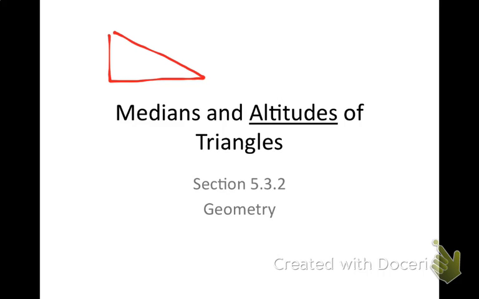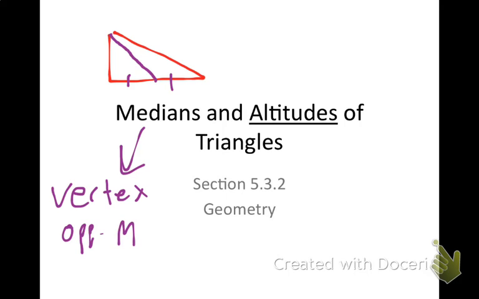What does a median mean? Median means it goes from the vertex to the opposite side. What though? What about that opposite side? If you think median, what do you think of? Middle. So a median is a vertex to the opposite midpoint. Okay, that is a median.